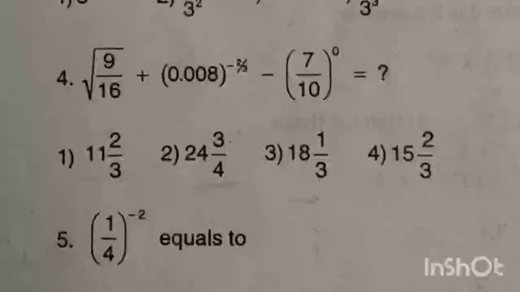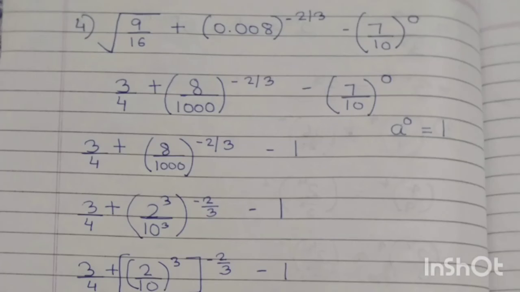Now the fourth question: square root of 9/16 plus 0.008 to the power minus 2/3 minus (7/10) to the power 0. Whenever there is a square root of any fraction, you first find the square root of the numerator, then the square root of the denominator. So square root of 9 is 3 and square root of 16 is 4. So 3/4 plus 0.008, you can rewrite it as (8/1000) to the power minus 2/3, minus (7/10) to the power 0.